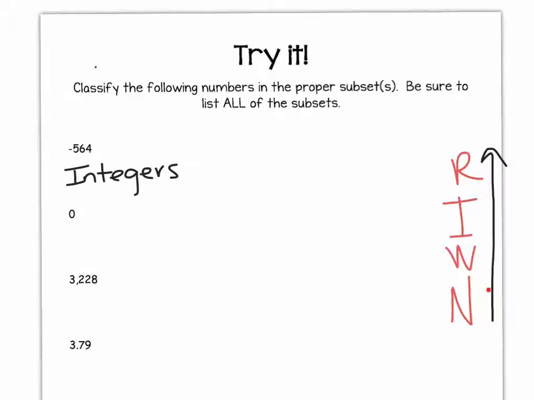So if I start at natural, then it also fits in whole, integer, rational. Okay, so since this starts at integers, it's integers and rational. So add that rational in there because it says list all of them. So it's not only integers, it's also rational.